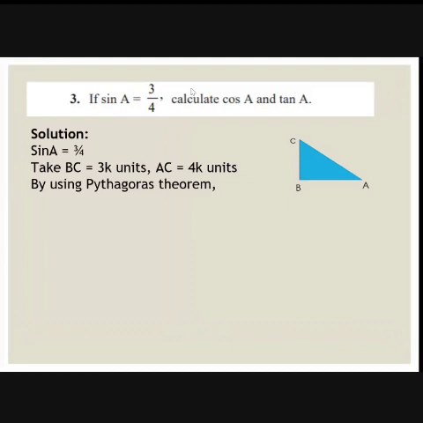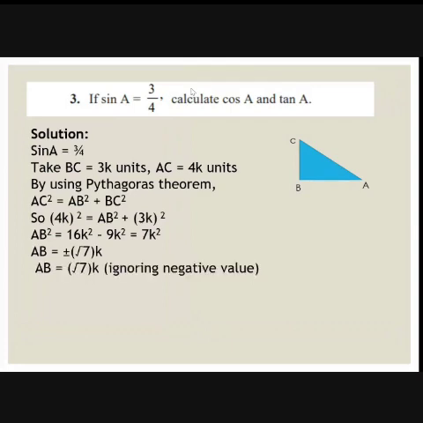By Pythagoras, I can find out the value of the third side, that is AB. It comes out to be how much? Plus or minus root 7K. Minus root 7K has to be ignored.